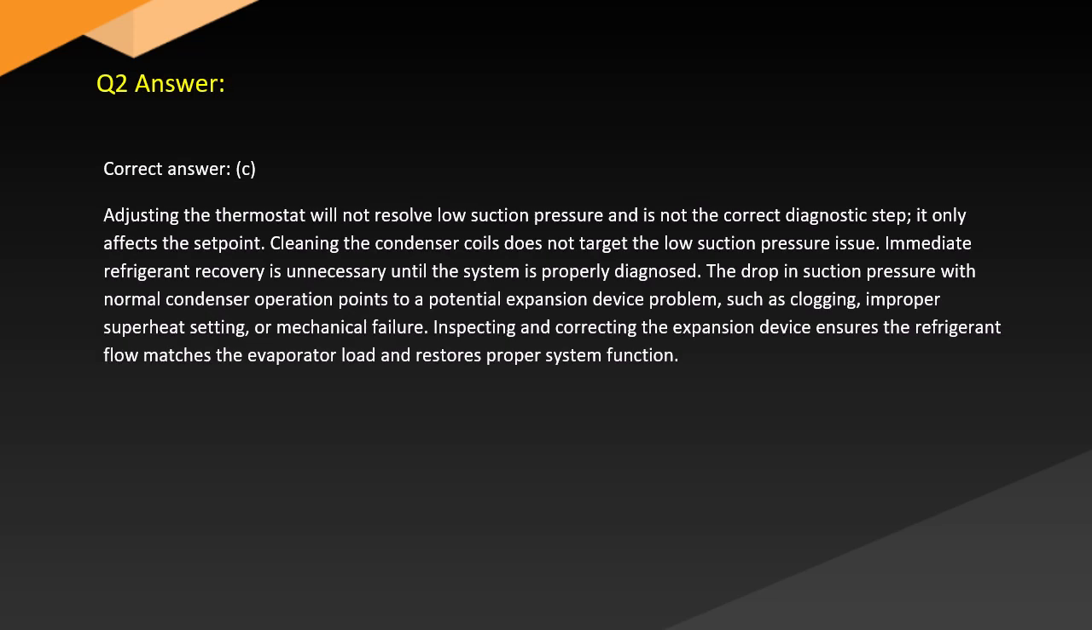Answer. Correct answer. C. Adjusting the thermostat will not resolve low suction pressure and is not the correct diagnostic step. It only affects the set point. Cleaning the condenser coils does not target the low suction pressure issue. Immediate refrigerant recovery is unnecessary until the system is properly diagnosed. The drop in suction pressure with normal condenser operation points to a potential expansion device problem such as clogging, improper superheat setting, or mechanical failure. Inspecting and correcting the expansion device ensures the refrigerant flow matches the evaporator load and restores proper system function.